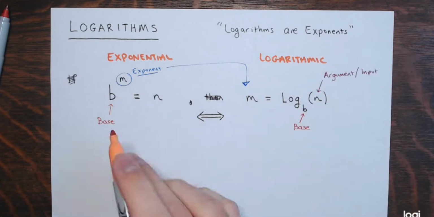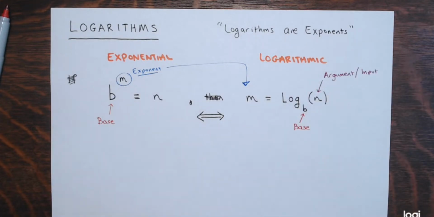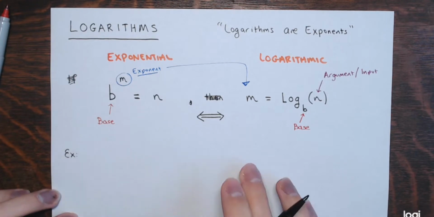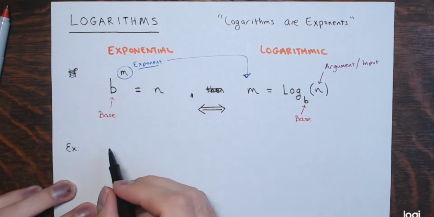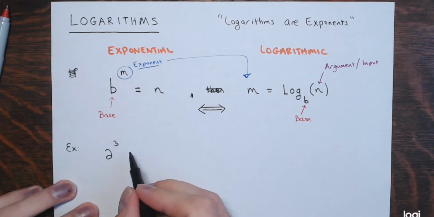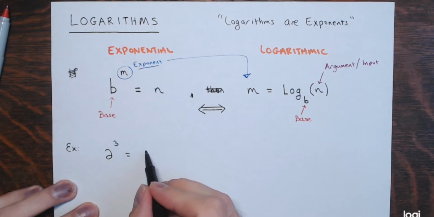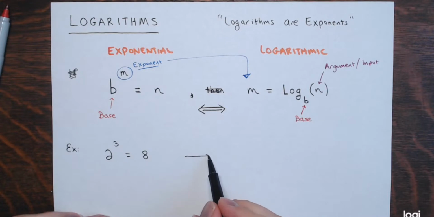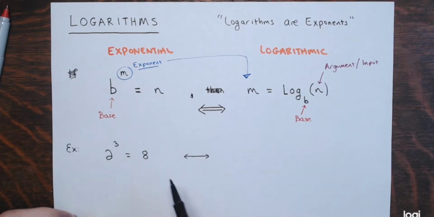Now, there's a lot of letters and junk, b, m, n, logs. Let me show you some examples with some numbers. All right. So we know that, say, 2 to the third power is 8. Right? 2 to the third power is 8. So that's a statement that's in exponential form.